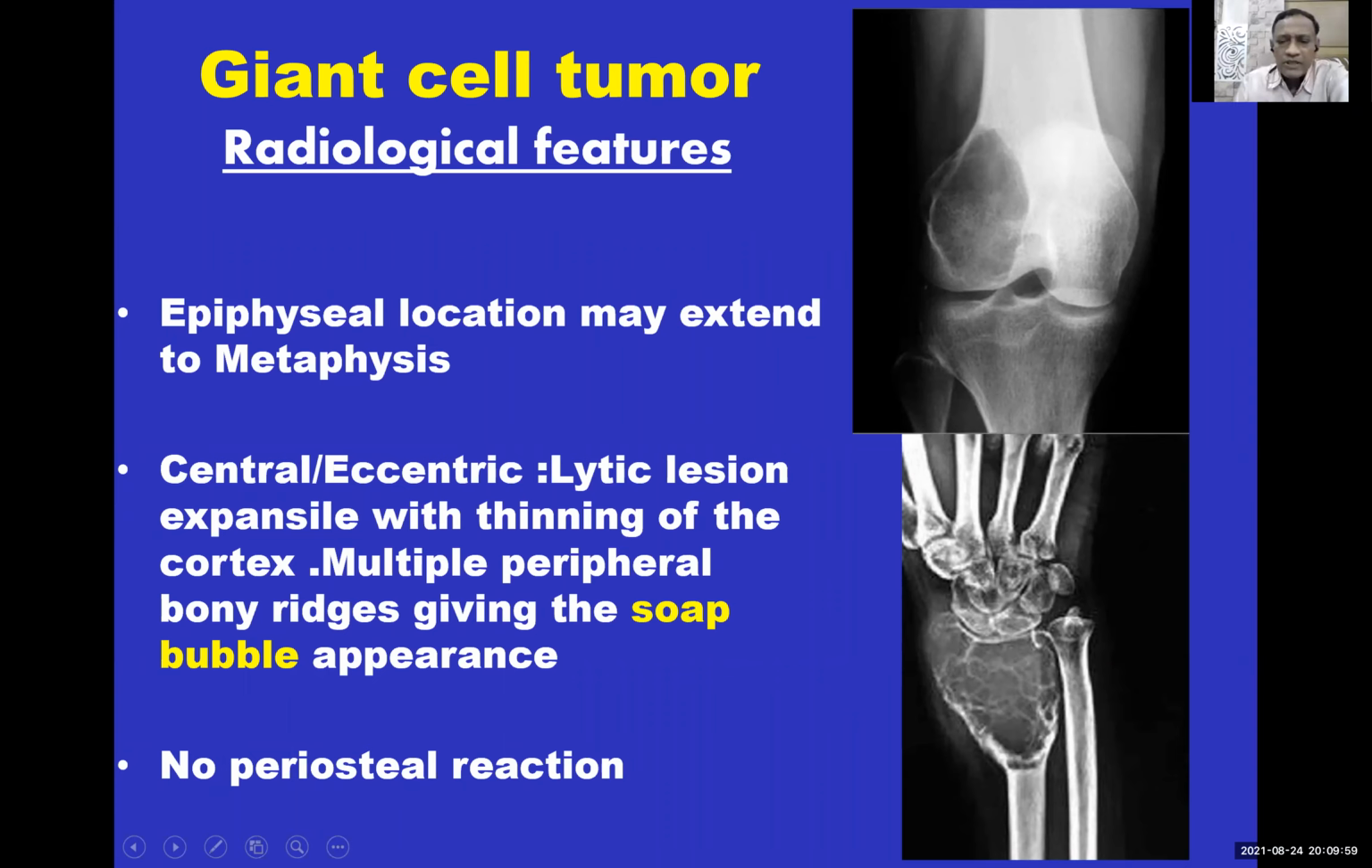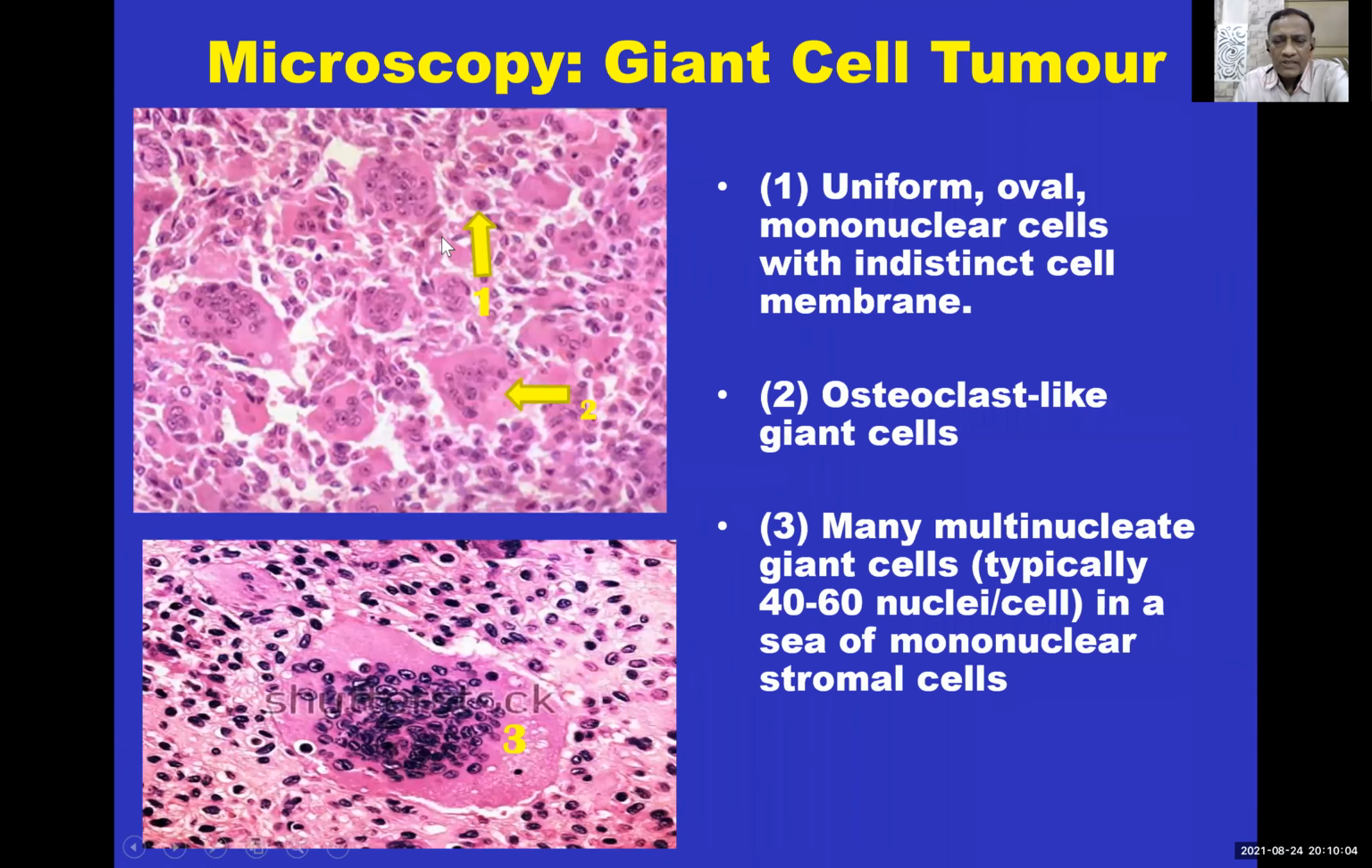Histologically, it shows three types of cells. One is uniform oval mononuclear cells with indistinct cell membrane. Second is the osteoclast-like giant cell. How do you differentiate it from the Langhans type of giant cell? In the Langhans type, the nuclei are situated in the periphery. In osteoclast type giant cells, they are situated in the center. So this is the enlarged view of the giant cell. The number of nuclei is about 40 to 60. The foreign body type of giant cells also look similar, but there the number of nuclei is more.